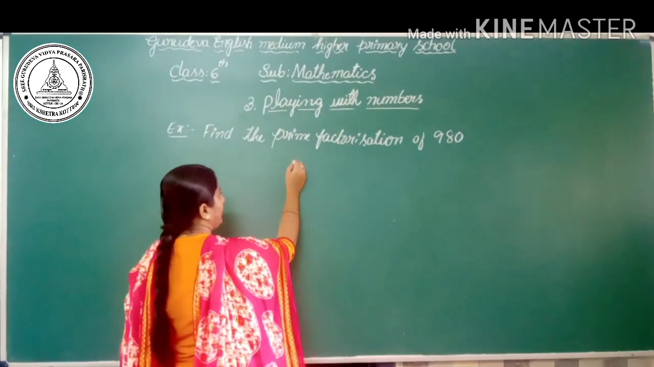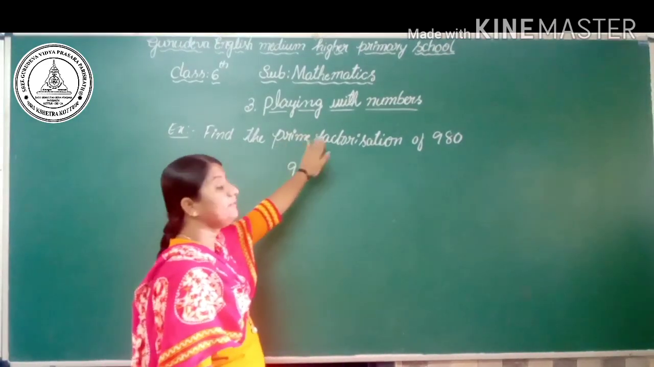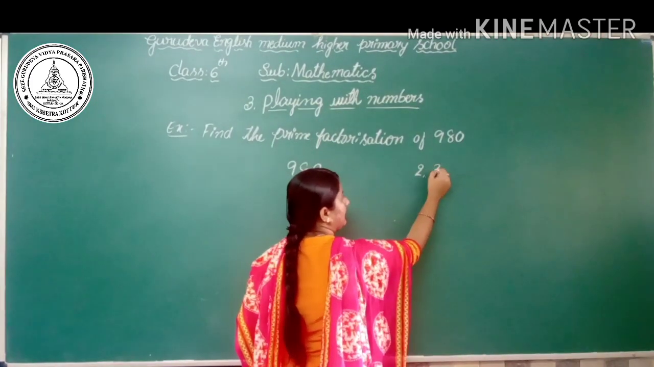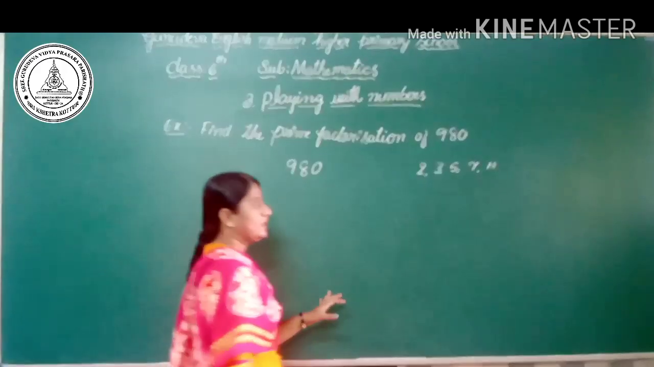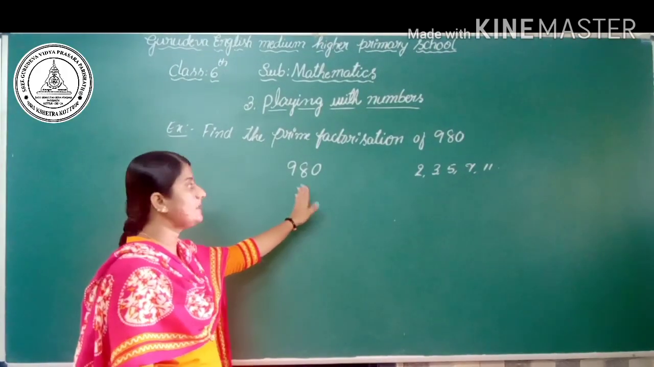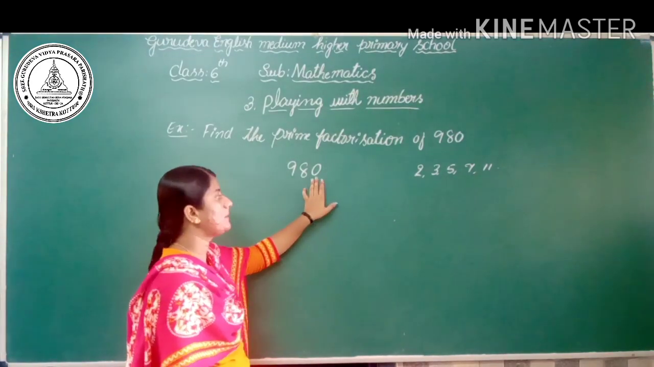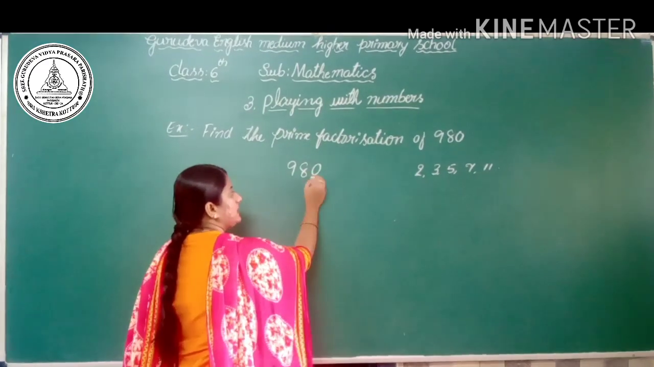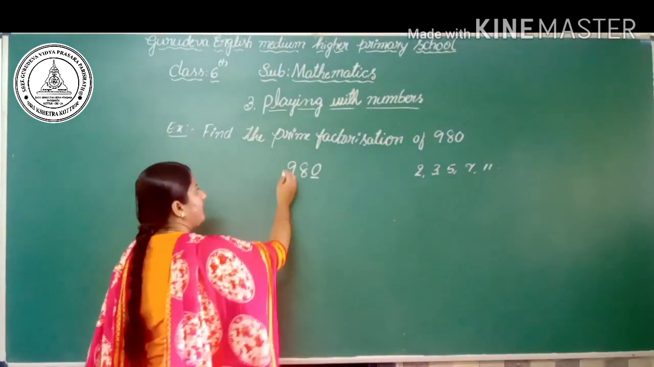First take 980. Here they said prime factorization. We know that prime numbers are 2, 3, 5, 7, 11, etc. So first we have to take the smallest prime number and check whether it is divisible by the smallest prime number, that is 2. Yes, it is divisible by 2. Why? Because in the ones place there is a 0, hence it is divisible by 2. So factorize it.